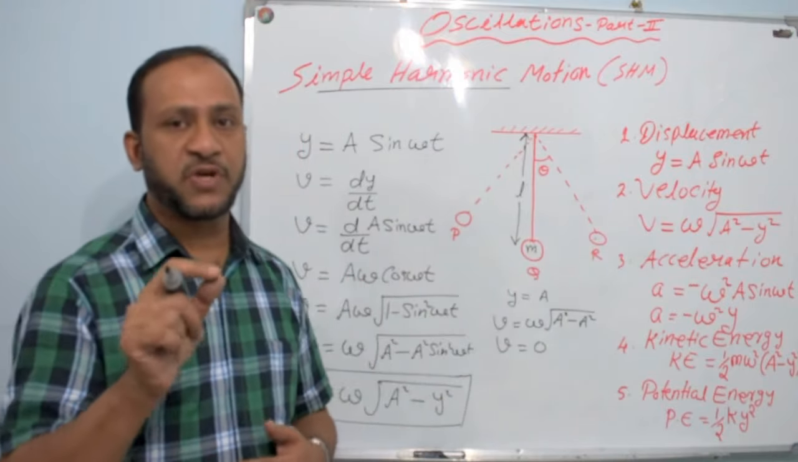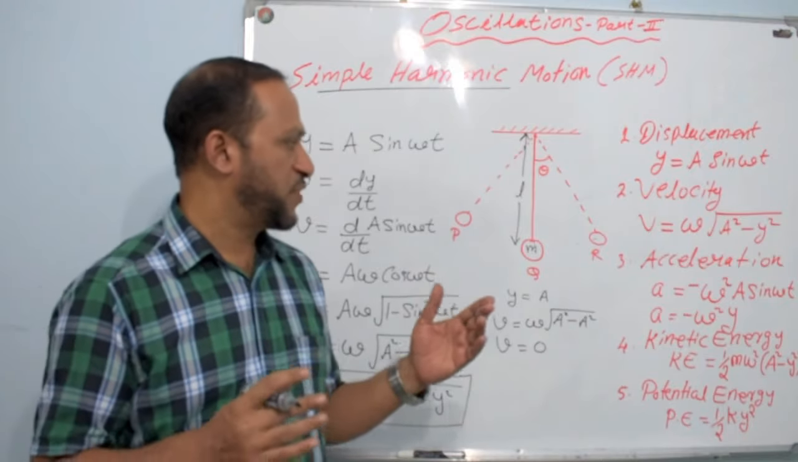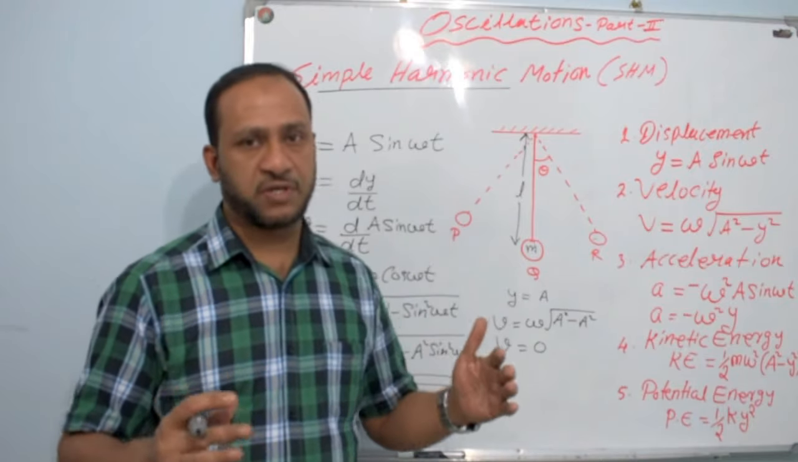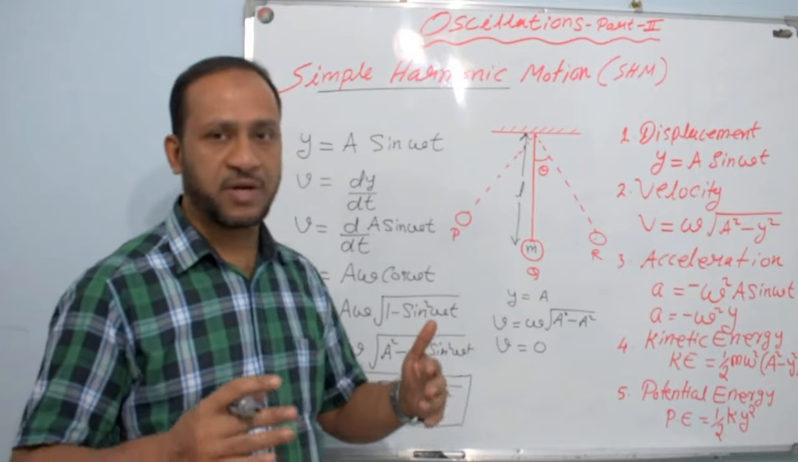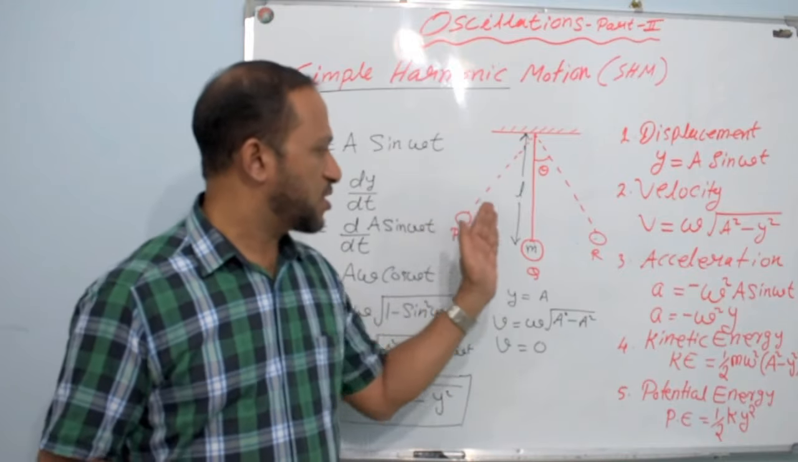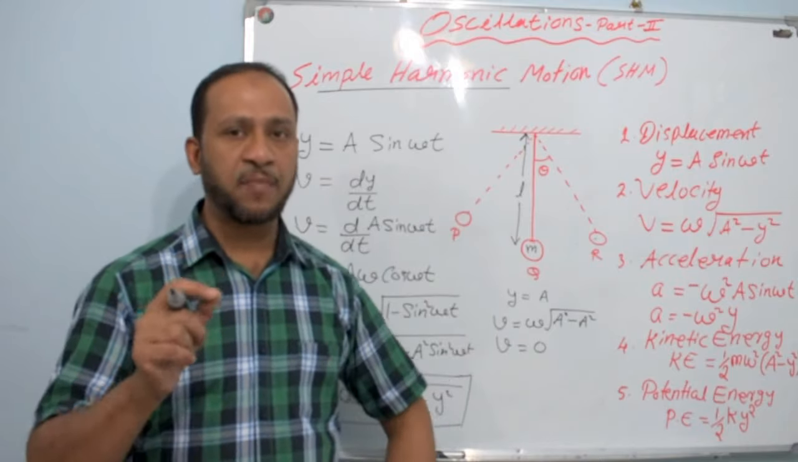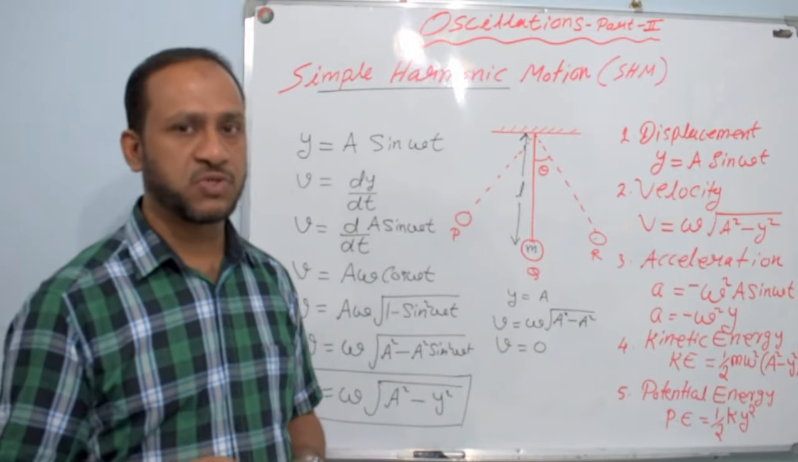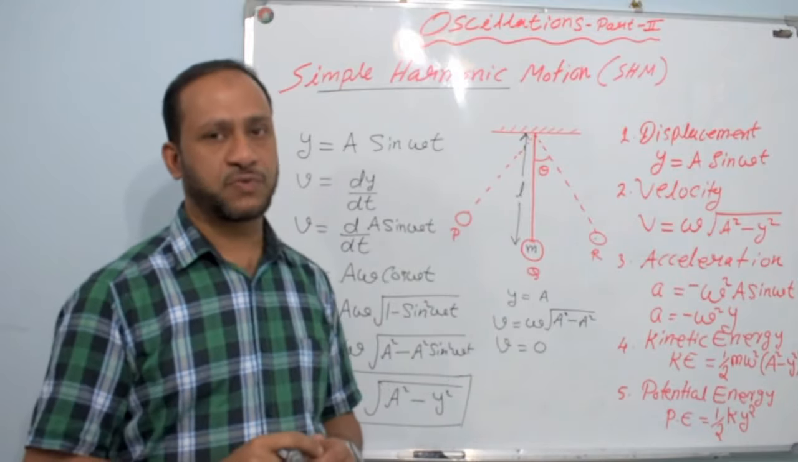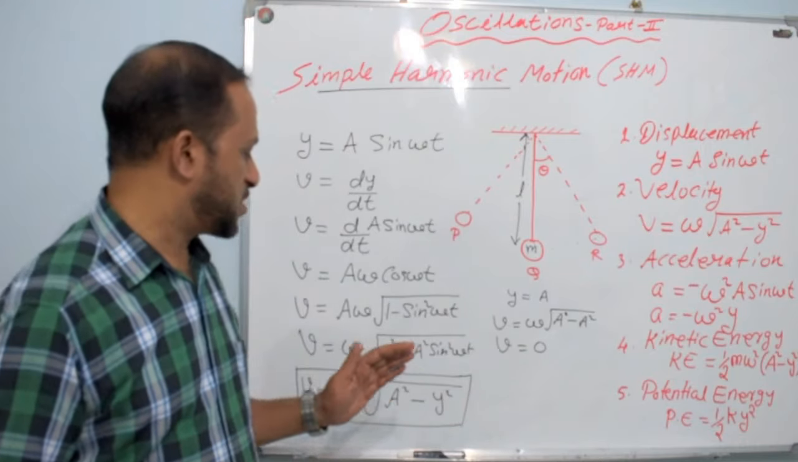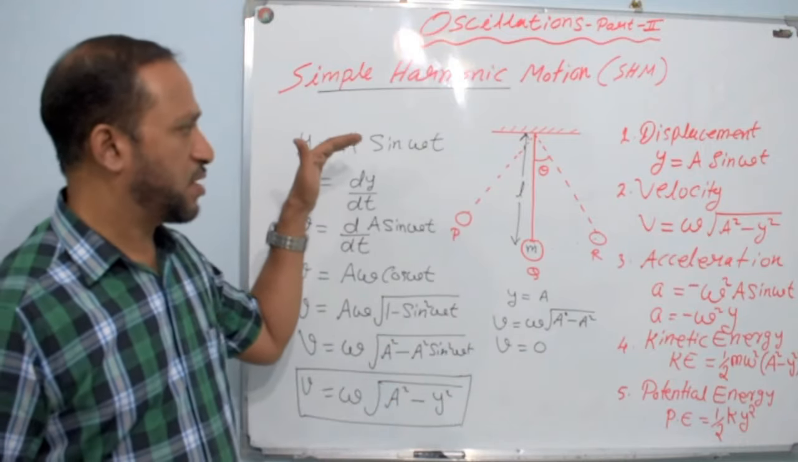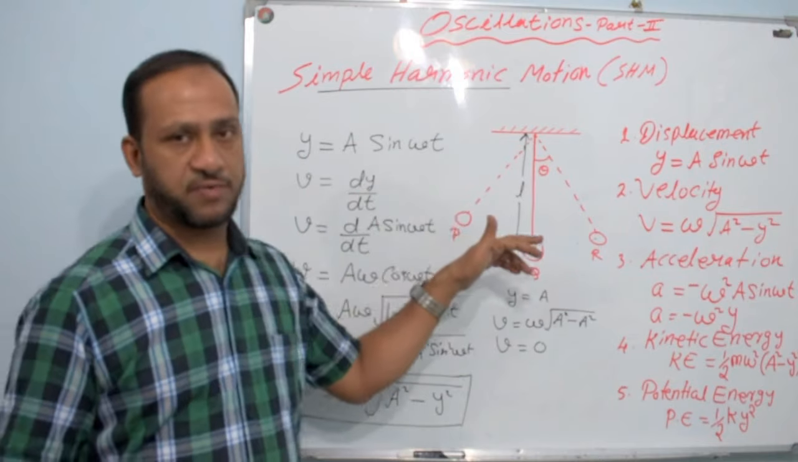This happens if there is no dissipation of energy, no loss of energy due to external friction, like air drag, etc. If it does not have any external force, it will keep on oscillating. This is called undamped oscillation, with a constant amplitude. This much you have to remember about the velocity of an oscillator.